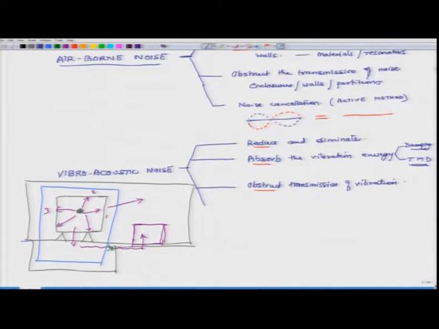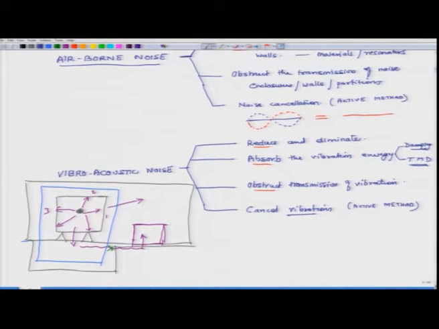And then of course, the fourth strategy is to cancel the vibrations. And this is again an active method, and the basic philosophy of vibration cancellation is very similar to that of noise cancellation. So, these are the overall methods.